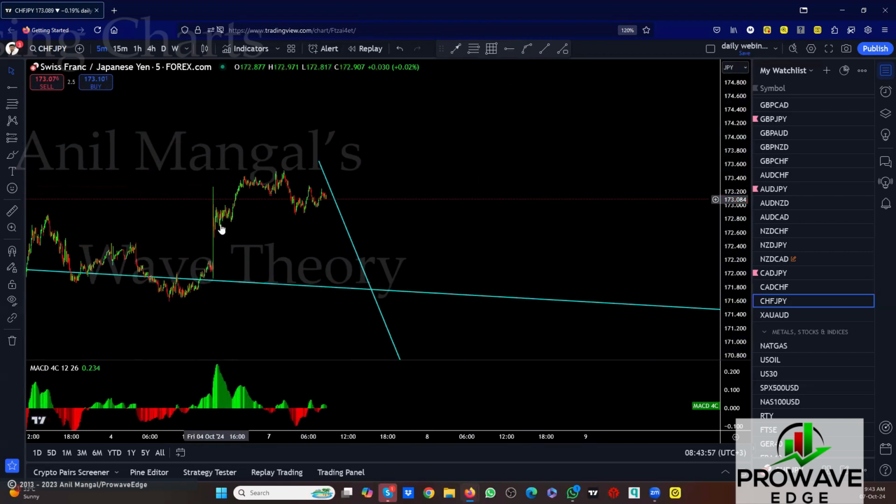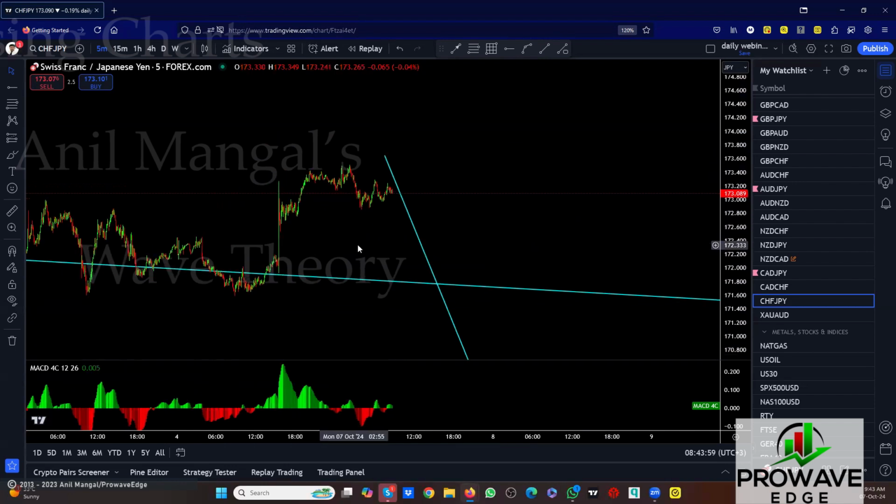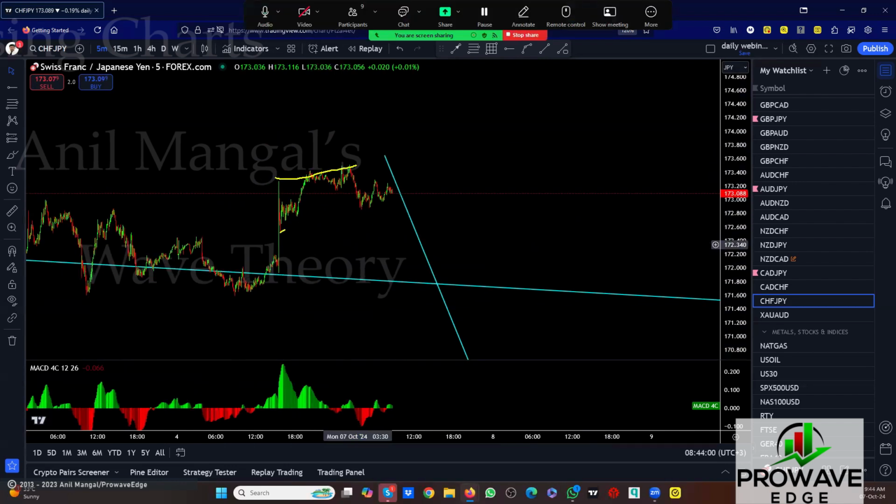There's a sharp move here that looks very much like it is making a running flat. I'll put that as a running flat, which means that if it works its way up slowly here, like a channel, we'll take it from there. We'll use the last impulse, because this could be a running flat.